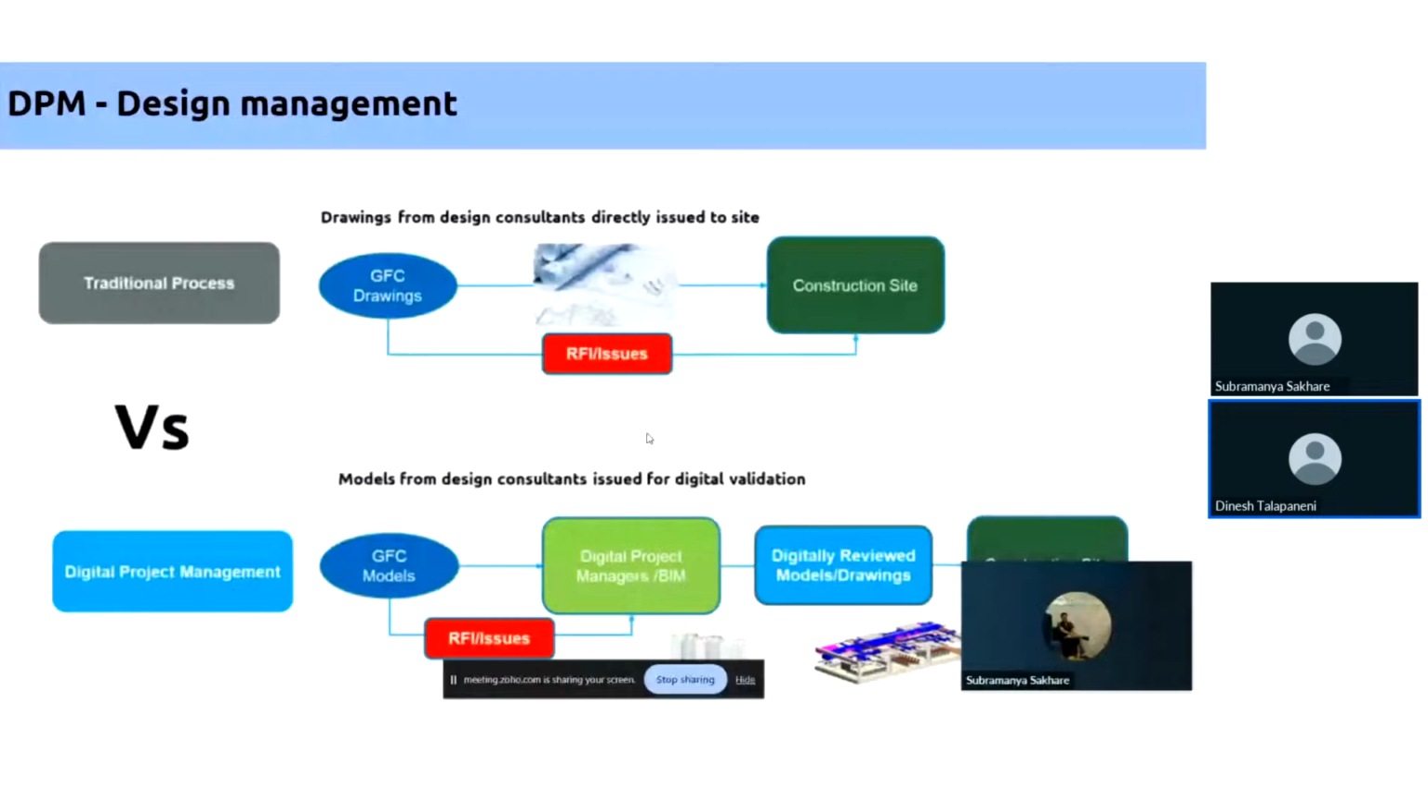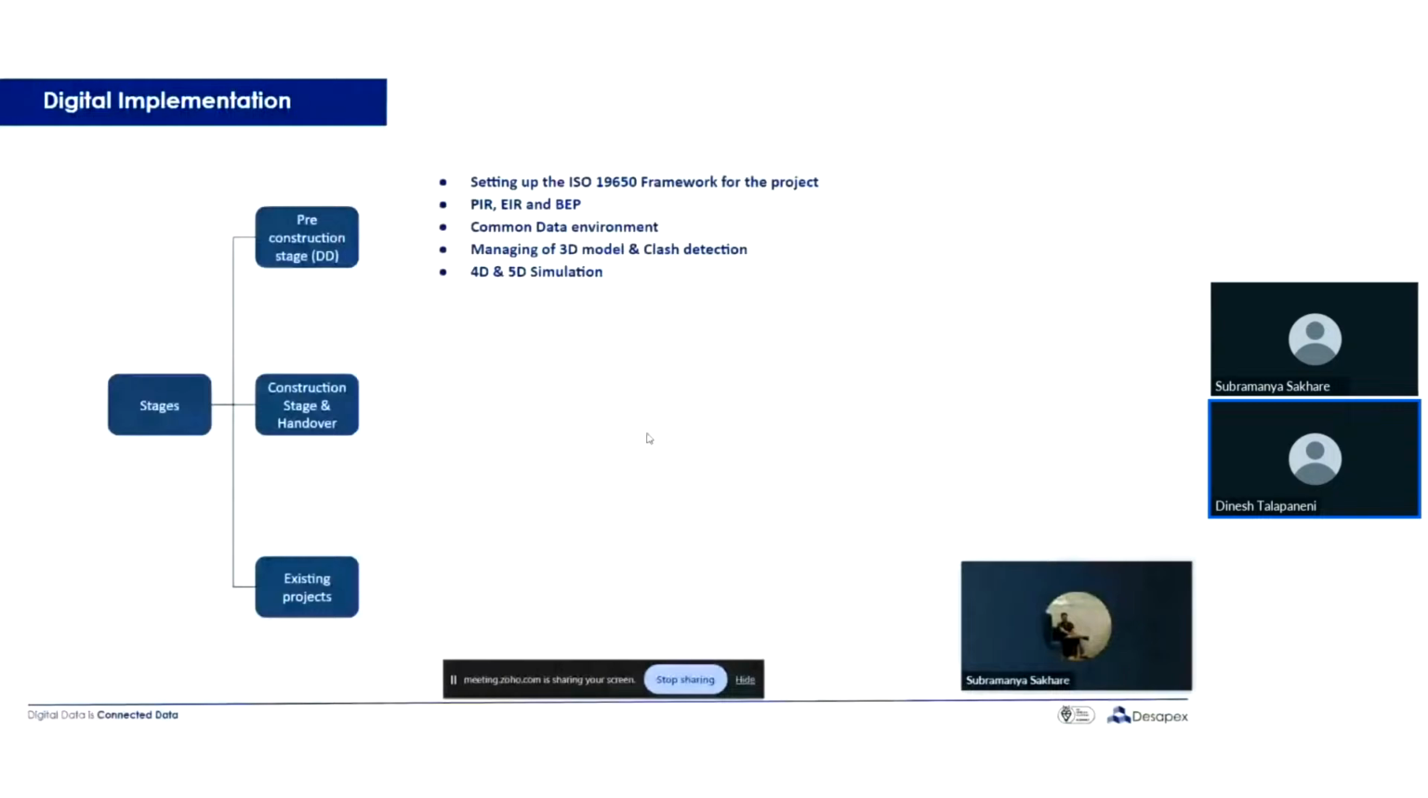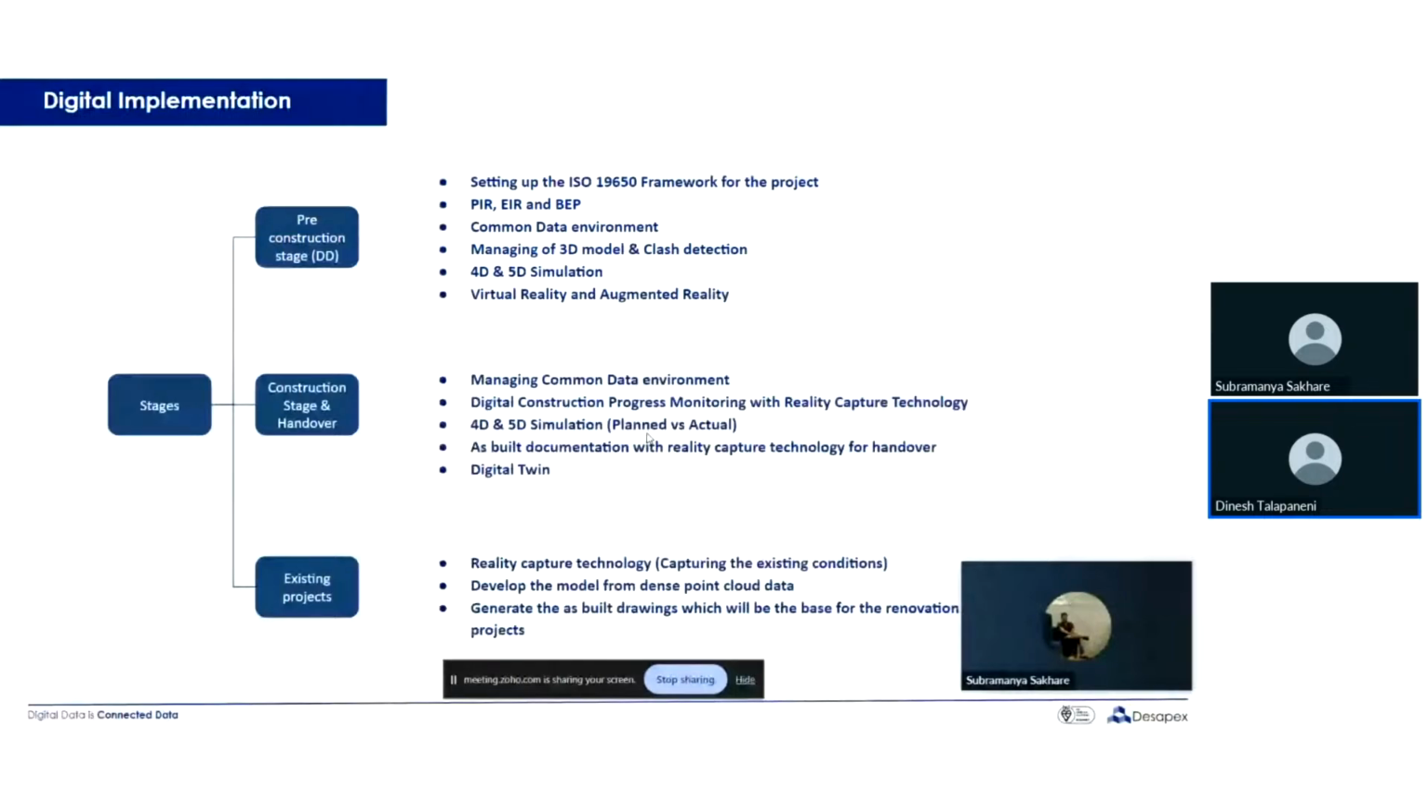So the digital implementation I was talking about is one entire workflow that I would just touch base on. We have different stages of what needs to be done. I was talking about the digital project management, where we need to set up the entire documents as per the ISO 19650 framework for the project, like project information requirements, exchange information requirements, and BIM execution plans.